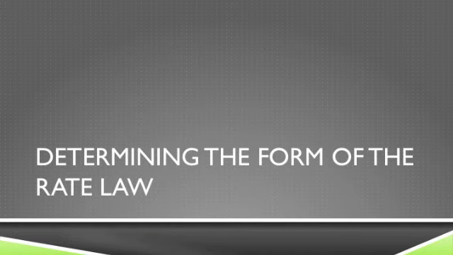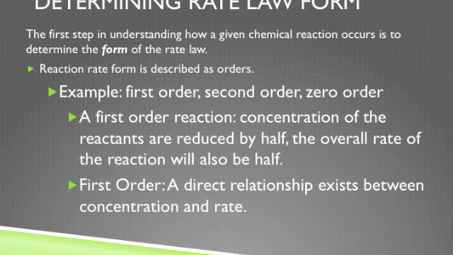So how do we determine the order of a rate law? There's a couple different approaches that we can take. The first step in understanding how a given chemical reaction occurs is to determine the form of the rate law. Reaction rate form is often described as orders, for example, first order or second order, even 0 order. In a first order reaction, if the concentration of the reactants is reduced by half, then the overall rate of the reaction will also be reduced by half. A direct relationship exists between the concentration and the rate. However, second order and 0 order have relationships, but they're not direct.